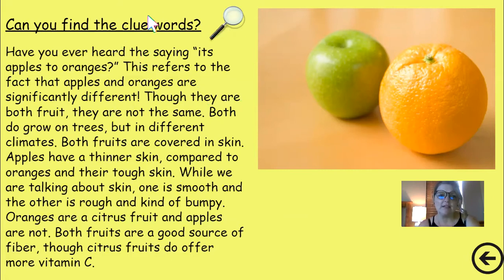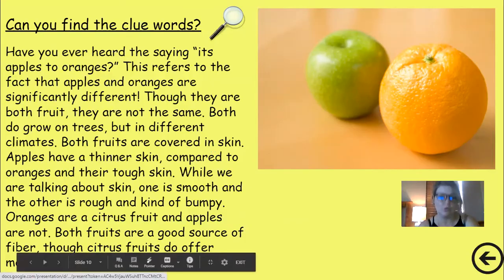Have you ever heard the saying, it's apples to oranges? This refers to the fact that apples and oranges are significantly different. Though they are both fruit, they are not the same. Both do grow on trees, but in different climates. Both fruits are covered in skin. Apples have a thinner skin compared to oranges and their tough skin. While we are talking about skin, one is smooth and the other is rough and kind of bumpy. Oranges are a citrus fruit and apples are not. Both fruits are a good source of fiber. Those citrus fruits do offer more vitamin C. That's a good write-up about apples and oranges, isn't it?